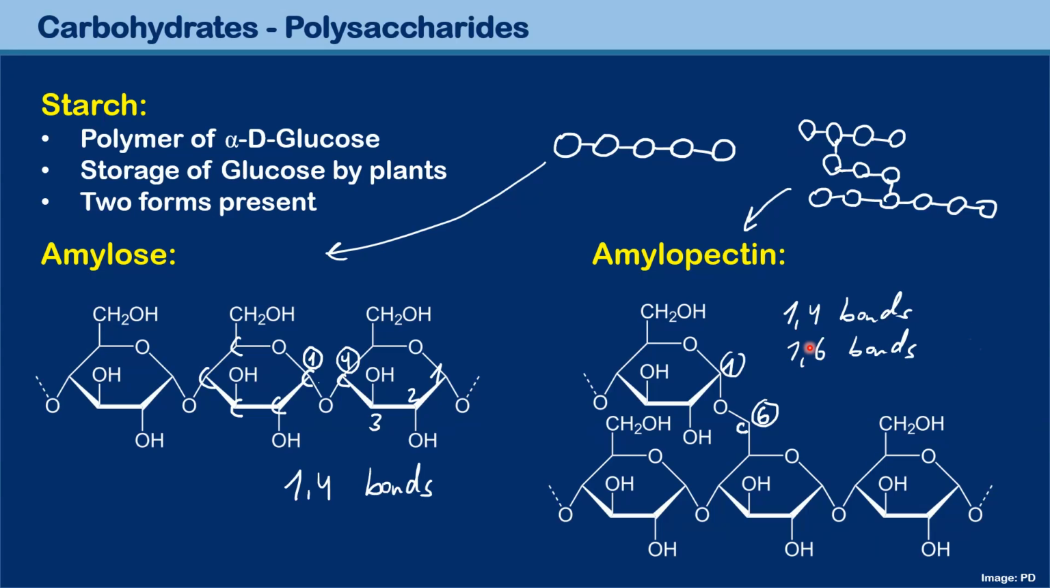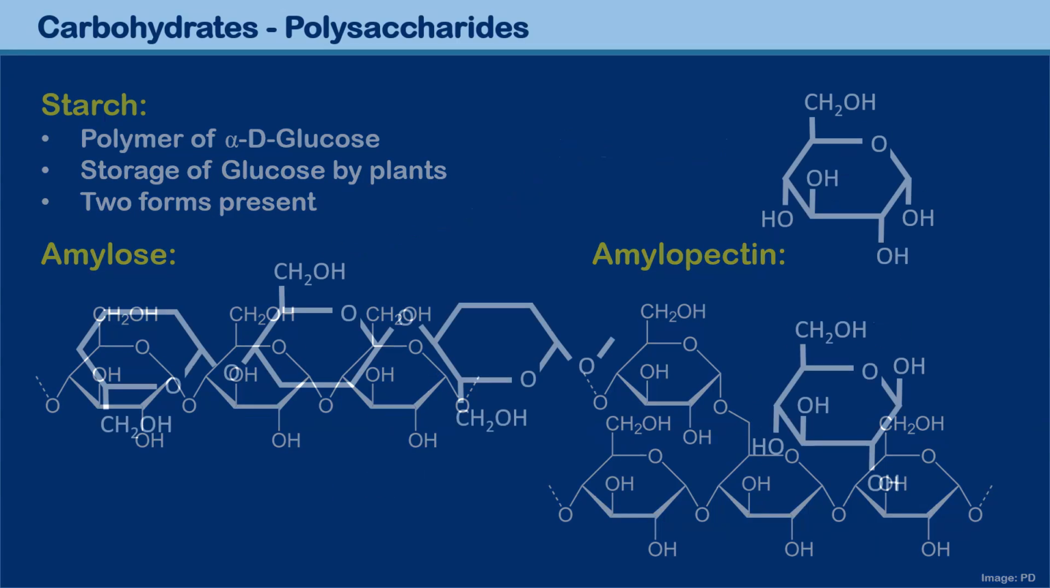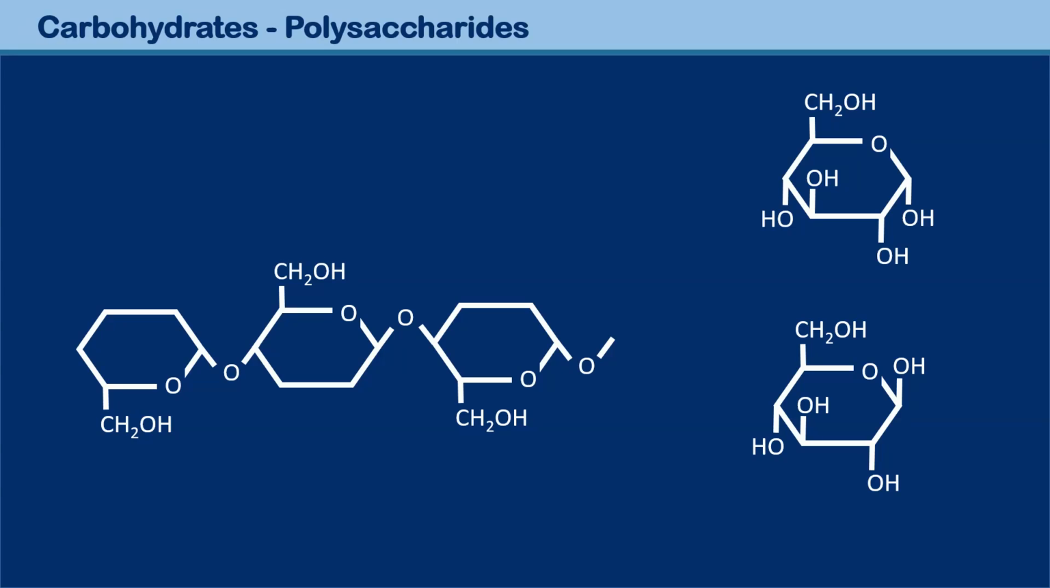Okay, so that is basically the basic idea. Again, starch contains two forms, amylose and amylopectin, and they are different in the branching that they have. Amylose is less branched than amylopectin, and this was our first polysaccharide. Now we move on to the next one, and here it becomes a little bit more interesting.